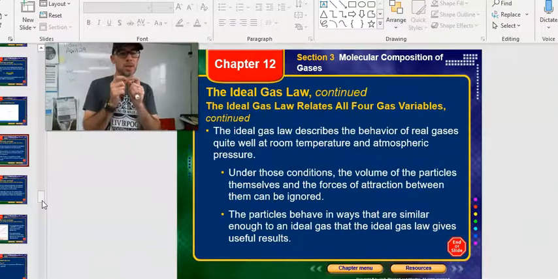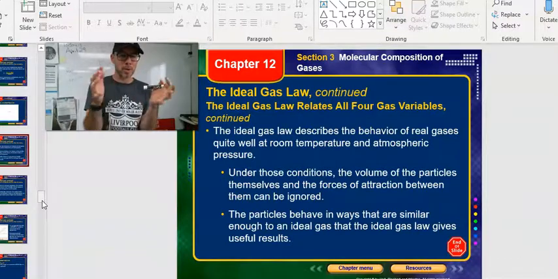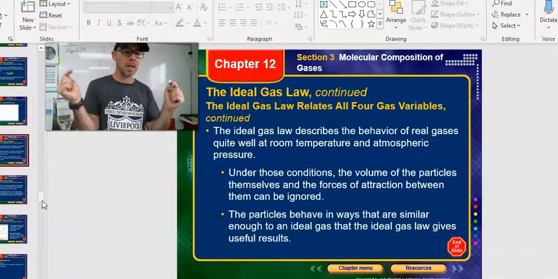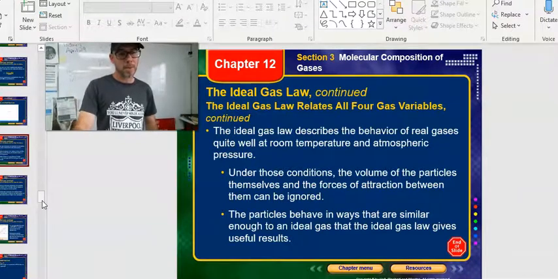Again, because those conditions are close to STP, STP guarantees Avogadro's law, that a certain amount of particles will take up a certain amount of space as a gas. 22.41 liters. Get that stuck in your head. Particles behave in ways that are similar enough to an ideal gas that you get useful results.